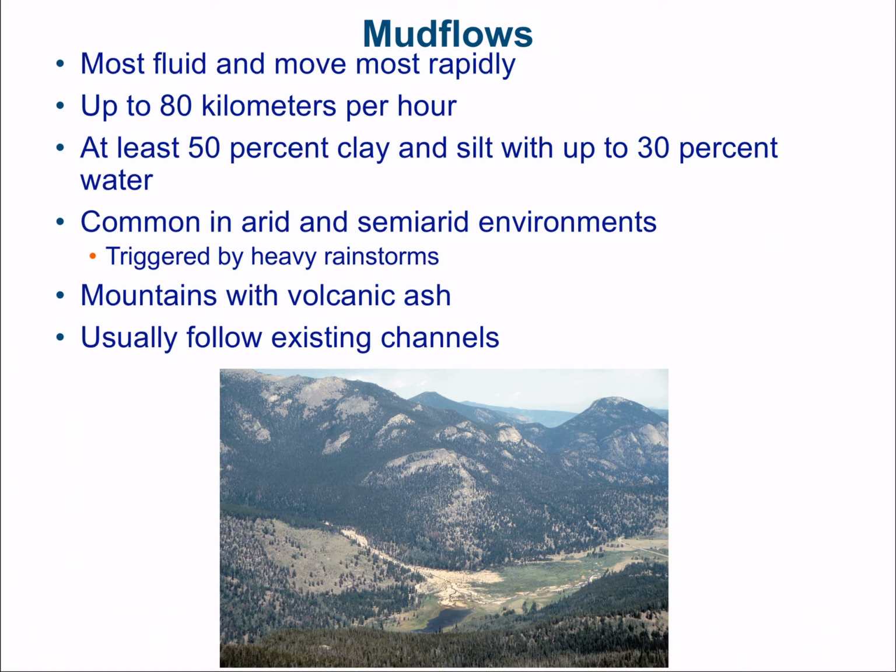A mud flow is going to move very rapidly. Notice I have here about 80 kilometers per hour, pretty fast. It is composed of at least 50% clay and silt and up to about 30% water. Typically common in arid and semi-arid environments, so they're going to be triggered by your heavy rainstorms. You could also have mud flow associated with volcanic ash. Now, if you notice this mud flow right in here, they typically follow existing channels, like in this picture.